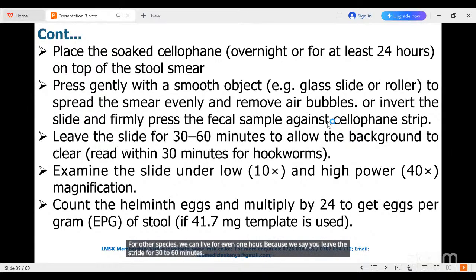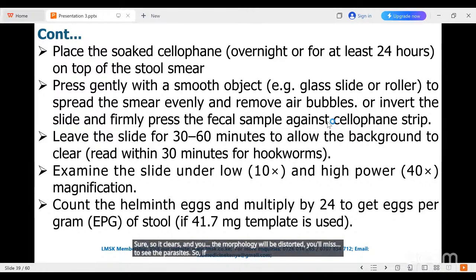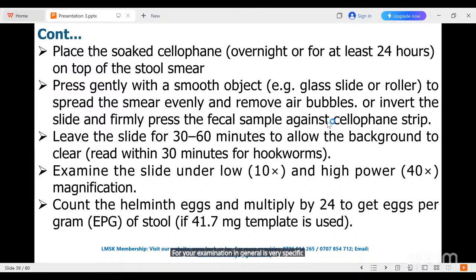Glycerol clears hookworm very fast. Hookworm has a very tiny shell, so it clears and the morphology will be distorted. You'll miss seeing the parasite. So if you are suspecting hookworm, or your research or examination in general is very specific for hookworm, make sure you read within 30 minutes.